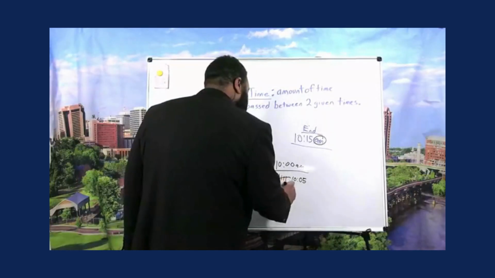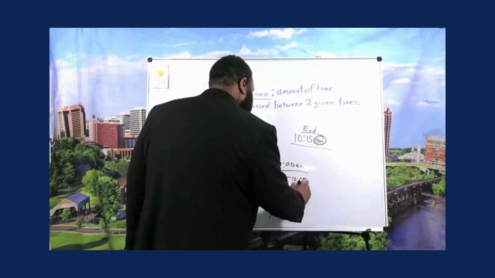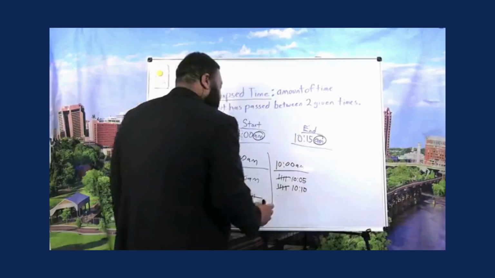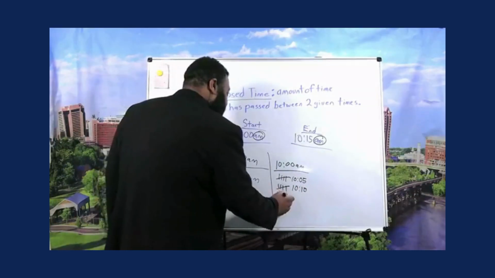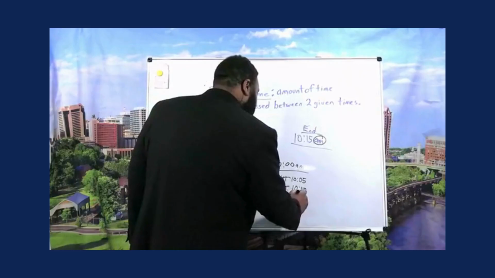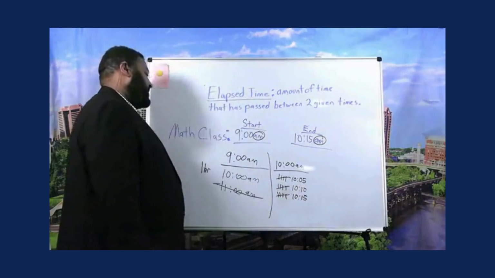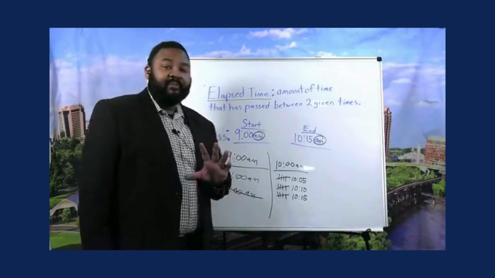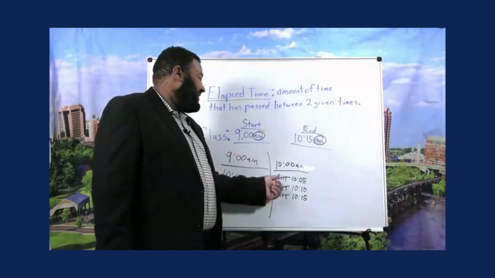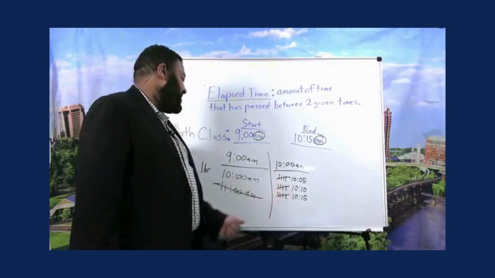6, 7, 8, 9, 10. That means it's 10:10. 11, 12, 13, 14, 15. It's now 10:15. That's where I'm going to stop. Okay? Counting by 5, same thing using our clock. 5, 10, 15.